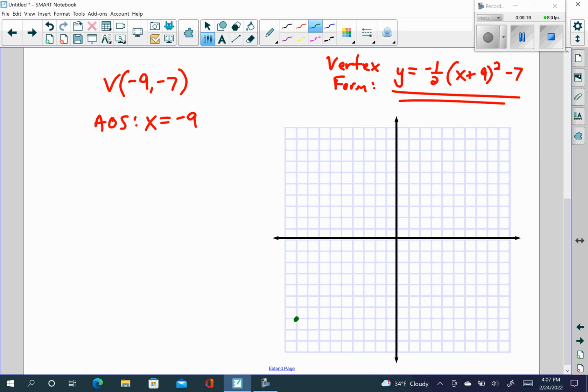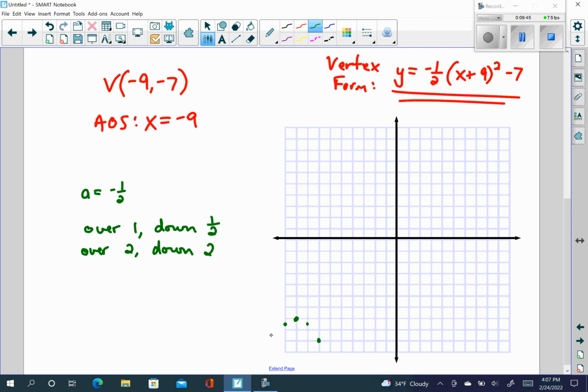So if we count when a is a 1/2, or in this case a negative 1/2, if we count over 1, we're going to count down because it's negative, down 1/2. So we still square 1, but then we take half of that number. So over 1, down 1/2. Over 2, 2 squared is 4, half of that, we're back to 2. So over 2, down 2.